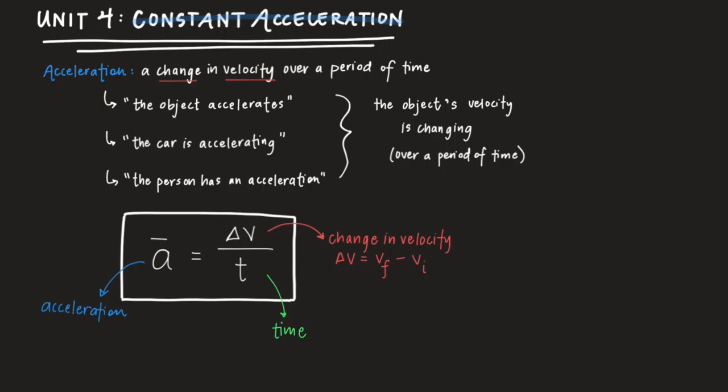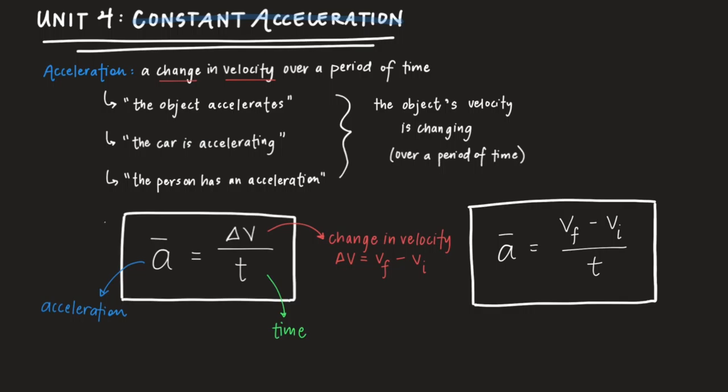So with this delta V action here that we've got, the Vf minus the Vi, we can actually write our acceleration equation a little bit more succinctly. So I can say that the average acceleration is equal to the final velocity minus the initial velocity divided by the time as well. This is another equation. Both of these equations say the same thing, and that's the definition of acceleration. You can use either one that you want, because delta V is equal to the final velocity minus the initial velocity.